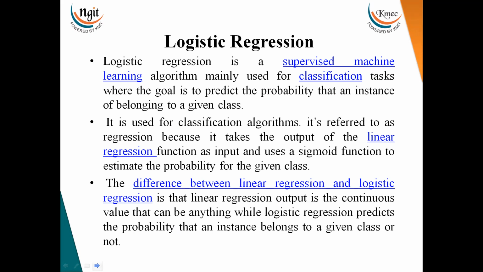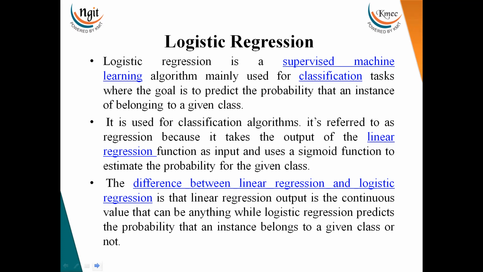Whenever we are talking about a linear regression problem, we use it for continuous data. Suppose I want to know the age of a person, which changes continuously, or the price of a house, which also changes continuously. This falls under linear regression.